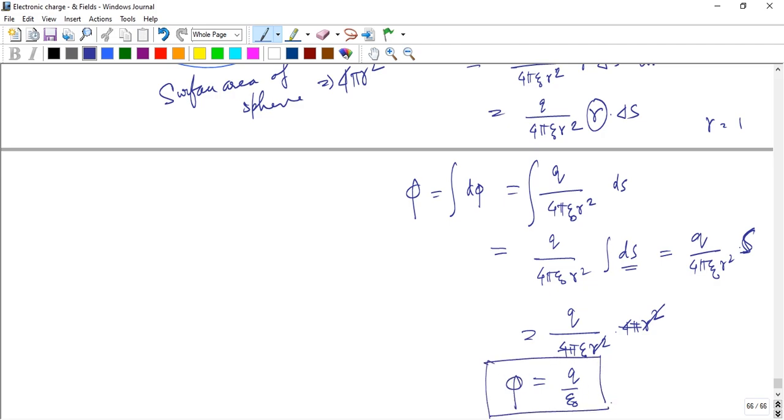Here Q is the total charge enclosed by the surface, and epsilon naught is the permittivity of free space. That's Gauss's law. With it we are able to calculate the electric field.